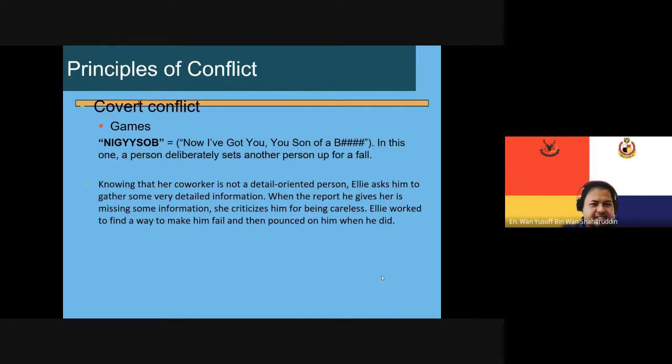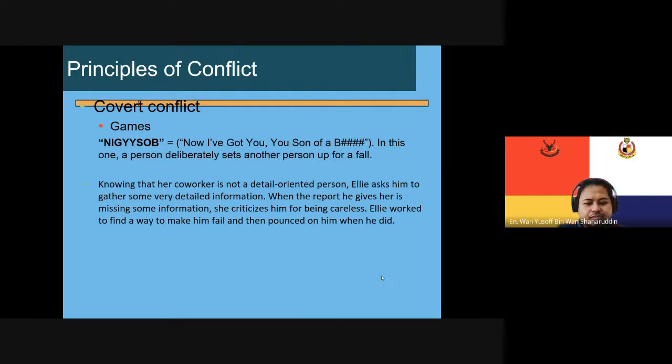So take a look at this example. Knowing that her co-worker is not a detail-oriented person, Ali asks him to gather some very detailed information. When the report he gives her is missing some information, she criticizes him for being careless. Ali worked to find a way to make him fail and then pounce on him when he did. So it is a form of you trying to get revenge or trying to play somebody to the extent that people will have a bad perception of them, for example, to the extent that they will be unhappy for the things that you have done to them.